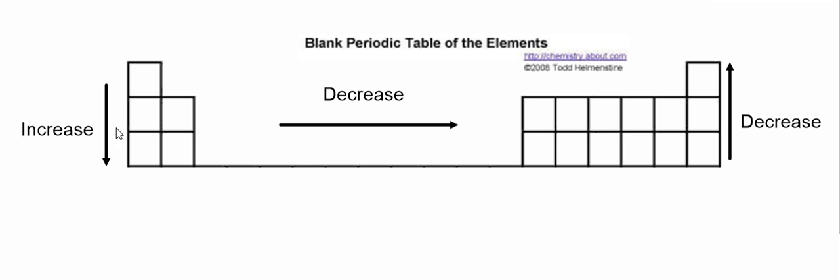Okay, and because we're not increasing energy levels and the nuclear charge is increasing, the size of the atom gets smaller because the nucleus pulls the electrons in tighter to the nucleus. So that's why we see the trend on atomic radius.